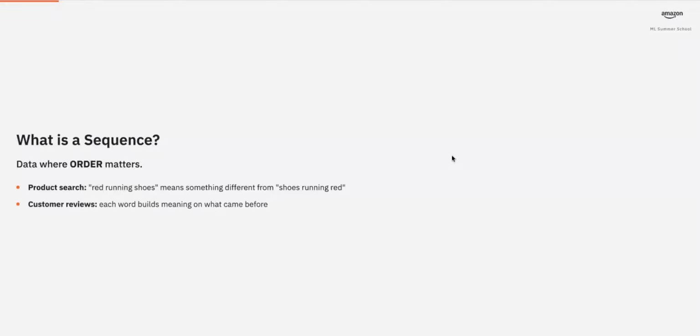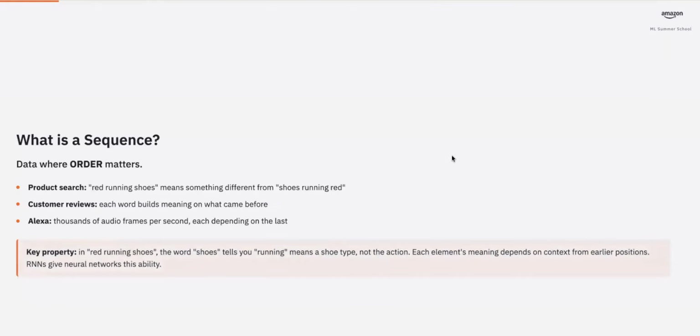Same with customer reviews. Each word builds on what comes before it. And you can take Alexa for an example too. It processes thousands of audio frames every second, and each frame only makes sense because of what came before it. So the key point is this, that each element's meaning depends on what came before. In red running shoes, the word shoes tells you that running is a type of shoe, not the action. This is exactly what RNNs are designed to handle.